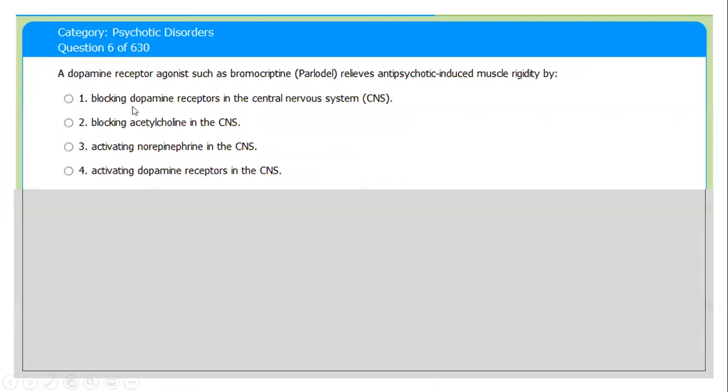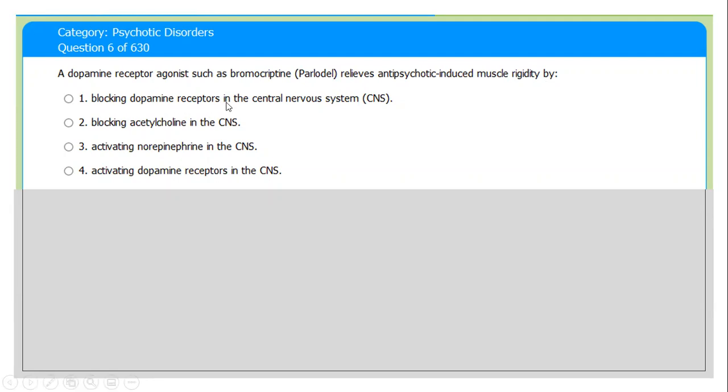A dopamine receptor agonist such as bromocriptine relieves the antipsychotic-induced muscle rigidity. So a dopamine receptor agonist we call bromocriptine. They work on the dopamine receptor. And this bromocriptine relieves the antipsychotic-induced muscle rigidity by what mechanism of action?